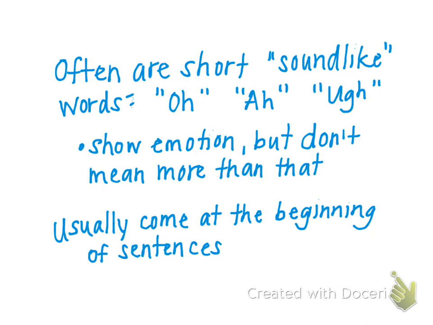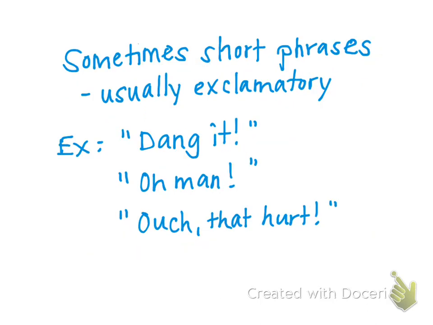the beginning of sentences. If they don't have an exclamation point, we often see a comma after them, like, well, you know. So those kinds of words and phrases. They can be phrases. Sometimes they're short phrases. They can be exclamatory. Dang it! Oh man, ouch, that hurt. Ow! You get the idea.